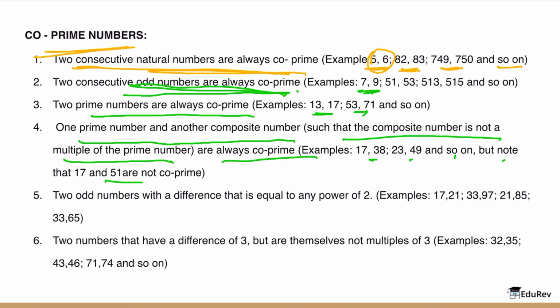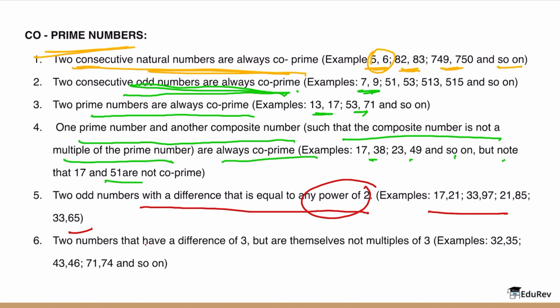The thing is, in your examination, any kind of question can arise, and if you have these properties in your mind, if you know these properties by heart, then it can actually be a very handy tool. Okay, now your fifth property is two odd numbers with a difference that is equal to any power of 2. Okay, is what going to be your coprime again, and these are your examples.